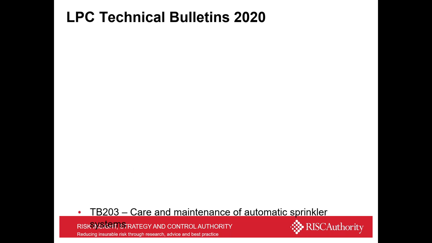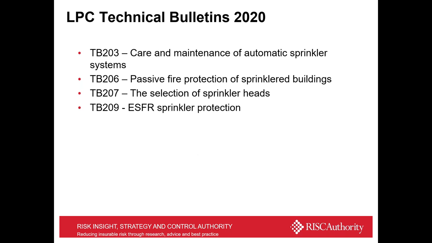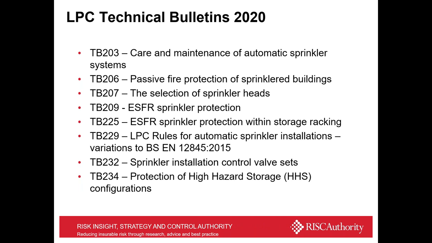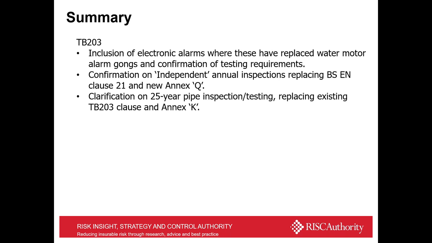So what I was just going to run through now is a short list of the technical bulletins that we've modified recently. So we have TB203, TB206, 207, and so on until TB234. So there are 8 changes to the technical bulletins in this latest issue that you should be receiving this month. In summary, obviously TB203, we've included electronic alarms. The electronic alarms are now common in office blocks and where control valve sets are located below ground instead of mechanical alarm gongs.